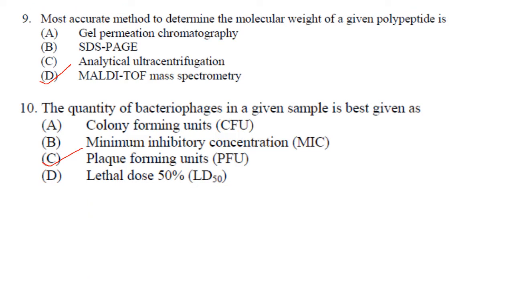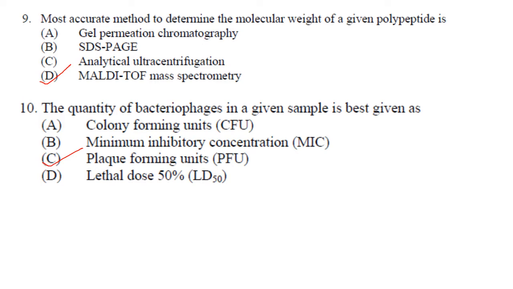Next one. The most accurate method to determine the molecular weight of a given polypeptide is: gel permeation chromatography, SDS-PAGE, analytical ultracentrifugation, or MALDI-TOF mass spectrometry. So the most accurate method is MALDI-TOF mass spectrometry.